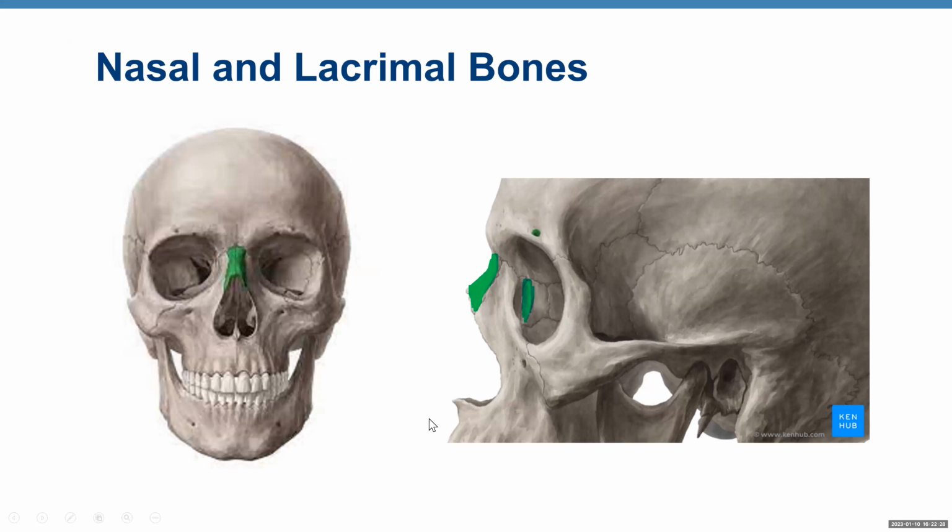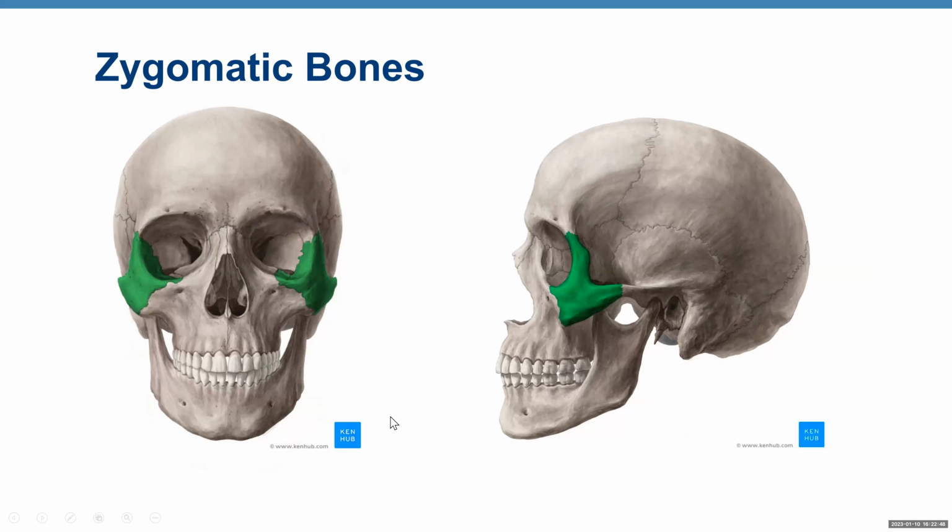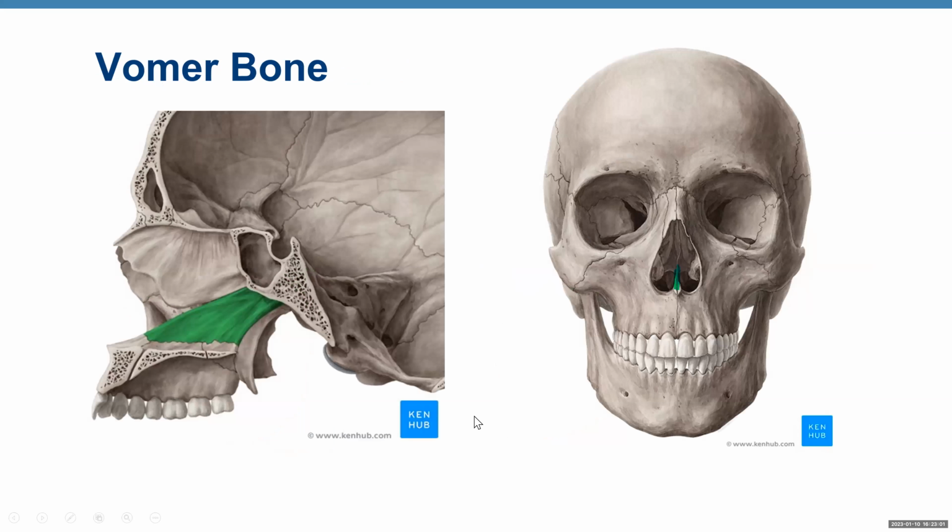Okay, so here we can see nasal bones right there, making the bridge of the nose, and a lacrimal bone right here. It's a medial plate of the bony orbit, and lacrimal means tears. Zygomatic bones, or your cheekbones, right here in a lateral view. Vomer, remember vomer is a part of the nasal septum.